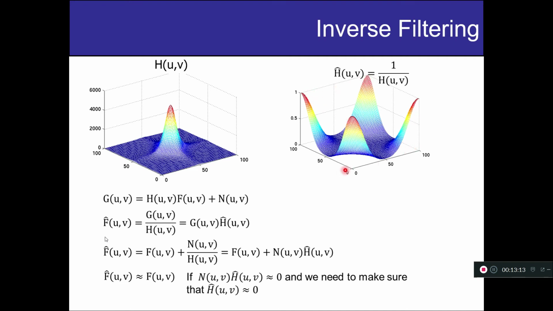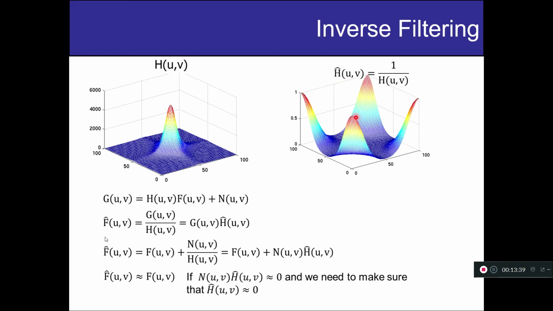Remember that the corner is always represented by the high frequency. So let's say I multiply this H hat with another low pass filter, where I set the radius around this center. Then what happens to the value at this corner?